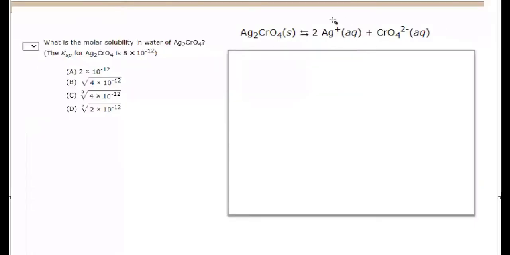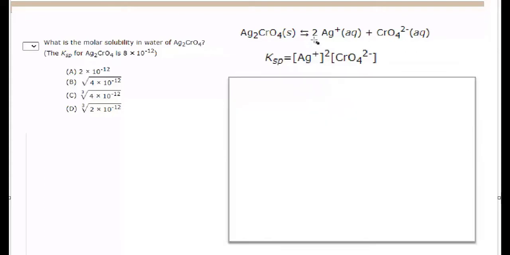Now, what's involved in this? Well, Ksp, this is an equilibrium reaction where we have very few silver ions and chromate ions. You know how to write an equilibrium expression, this Ksp equation. The coefficients become superscripts. 2 comes here, the 1 becomes here. That's the nice thing about equilibrium expressions. Coefficients become exponents. We don't include the solid in it because solid concentrations don't change.